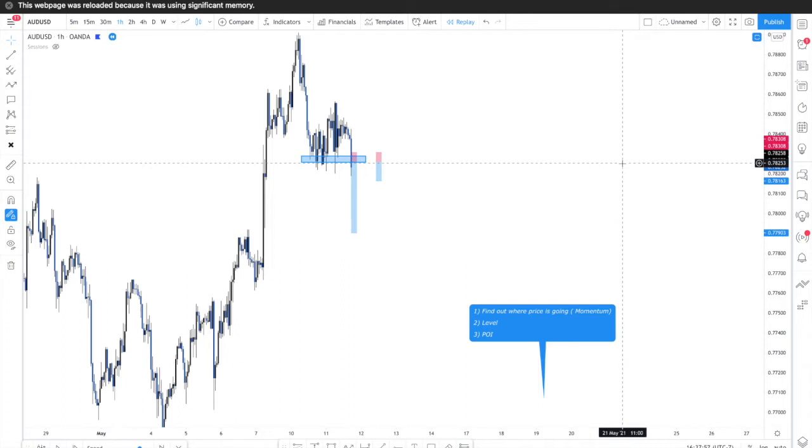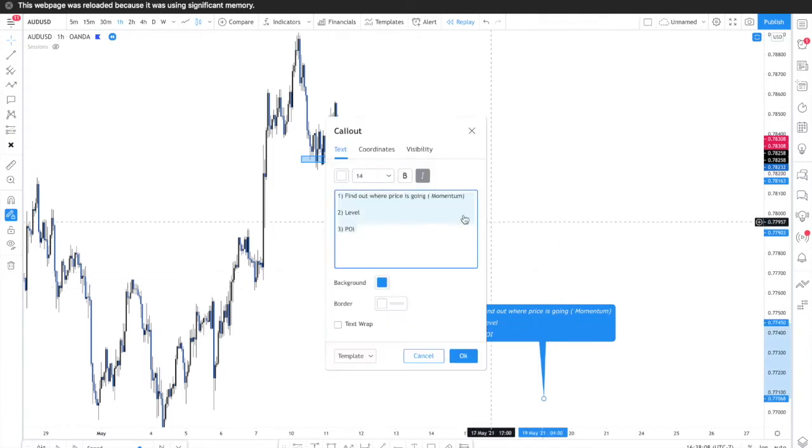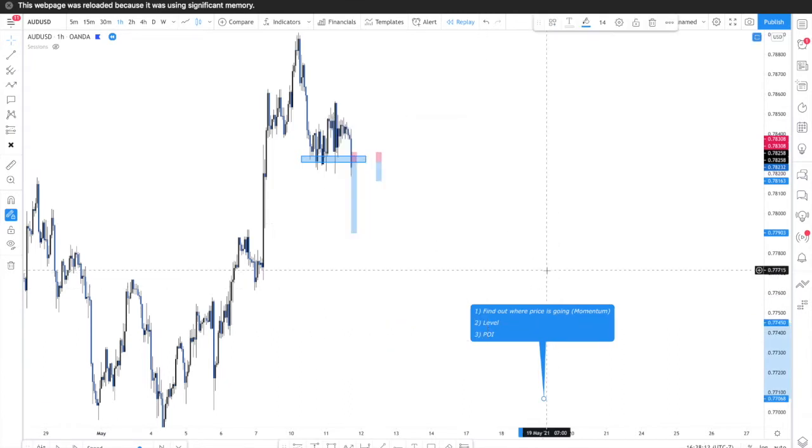This video is going to be about the 3 very simple steps to make consistent progress, consistent compounding in your forex account. First step is find out where price is currently going, what momentum it has, which direction it is really pushing in. Second, find a level, a support or resistance level. Third, find a POI combined with the level.